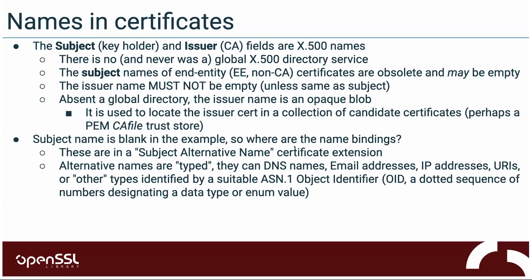So if the subject name is blank, but the certificate is supposed to tell us who the key holder is, what in the world are we doing with these blank subject names? And the point is that these days, the real names in the certificate are not in the subject name, they're in extensions. And the extension that carries the names that you really want to bind to the key holder is the subject alternative name extension. And these are typed. They contain either DNS names or email addresses or IP addresses or URIs, and the type of the name is part of the name and then has the name value together in the subject alternative name extension, and we'll be seeing those in action in a moment.